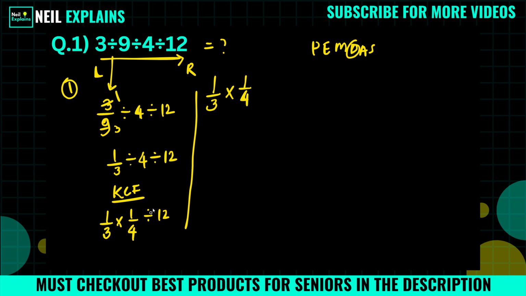Again we will apply here the KCL. Here let me apply KCL. So this 12 will become 1 by 12. Okay, this is like that: 1 by 3 times 1 by 4 times 1 by 12. And again we will simply multiply 1 times 1 times 1 and 3 times 4 times 12.